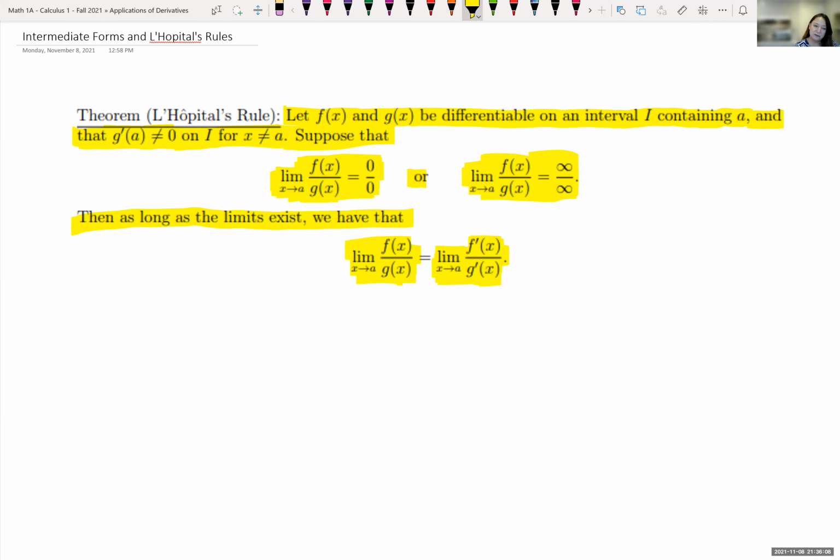This is where you have to be careful, because we've been dealing with the quotient rule for taking derivatives. Notice this is not the quotient rule, and I don't want you to get confused. When we take the derivative of a quotient, we cannot just take the derivative of the numerator over the derivative of the denominator. This is just applying his rule. So let's look at some examples.